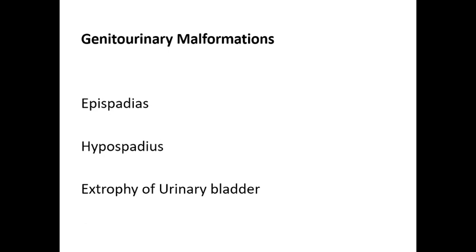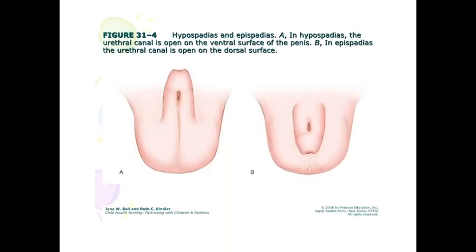Now we'll see some genitourinary malformations in the babies. One condition is epispadias, the other one is hypospadias. Next you have exstrophy of the urinary bladder. Now remember, epispadias and hypospadias are conditions which you find in male babies. In male babies there is the penis. The urethra passes through the penis and opens here. This is where they have the urethral orifice.